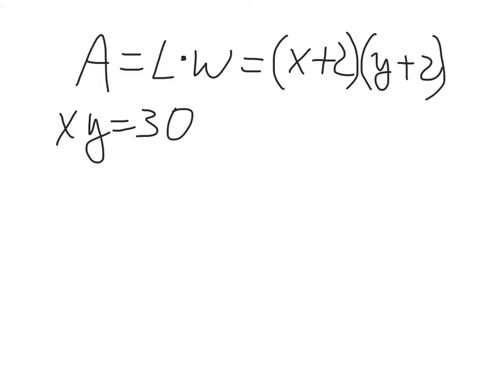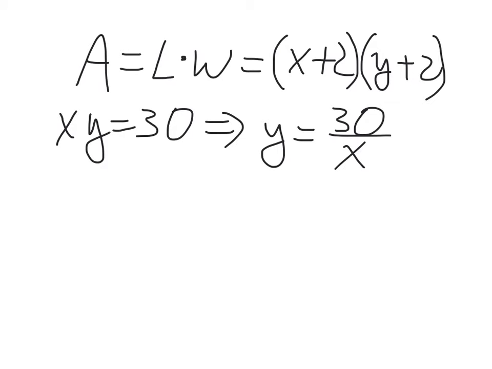We said that x times y equals 30. From that equation, that relationship between the two parts we want to know, we can solve for one of the variables. It doesn't matter which one. We could solve for x, but in this case we'll solve for y. y is going to be 30 divided by x, and then we can substitute that in here.